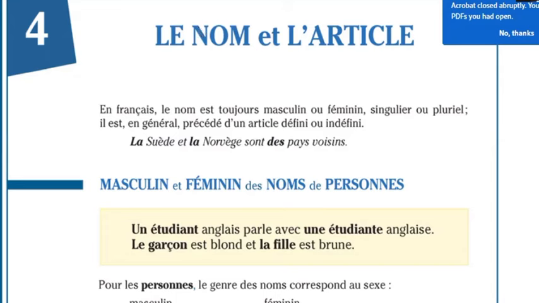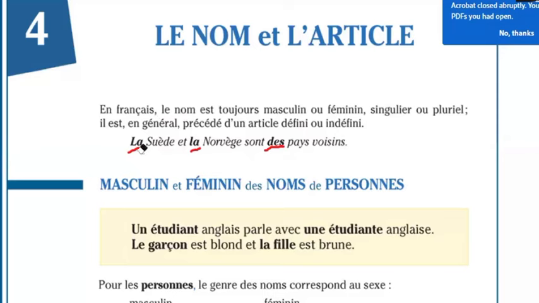Take, for example, what we have here. We have la Suède, that's Sweden. We have la Norvège, that's Norway. We have des pays voisins. So we have la Suède et la Norvège sont des pays voisins. In this sentence, you are going to find that we have three nouns. Why do I say three nouns? Because you have the definite article la for la Suède, la again for Norvège, and des, an indefinite article, for pays, in the plural form.